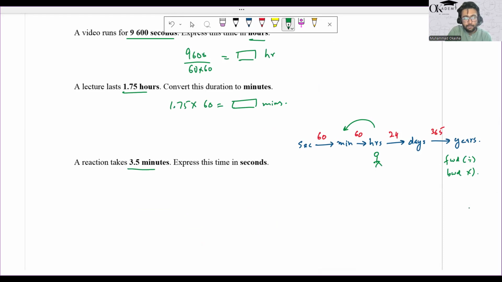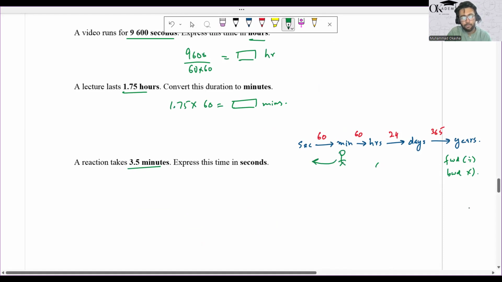A reaction takes 3.5 minutes. So minutes is over here. You want to convert this into seconds. Again, going backward. So multiplication. 3.5 times 60. And you're going to get a certain number of seconds.